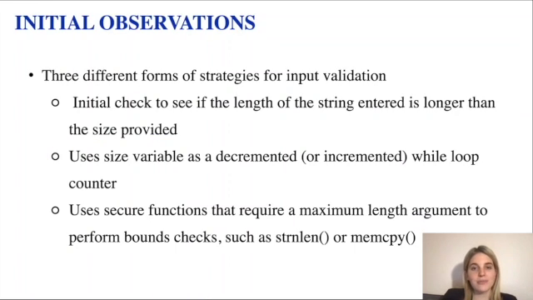The first initial observation made is that there are three different forms of strategies for input validation. The first one was observed with fgets, which was using an initial check to see if the length of the string entered in is longer than the maximum size provided. The second form was observed in the string end copy function, which used the maximum size variable as a decrement or increment while loop counter. The third form was using secure functions within that require a maximum length argument to perform bounds checking.